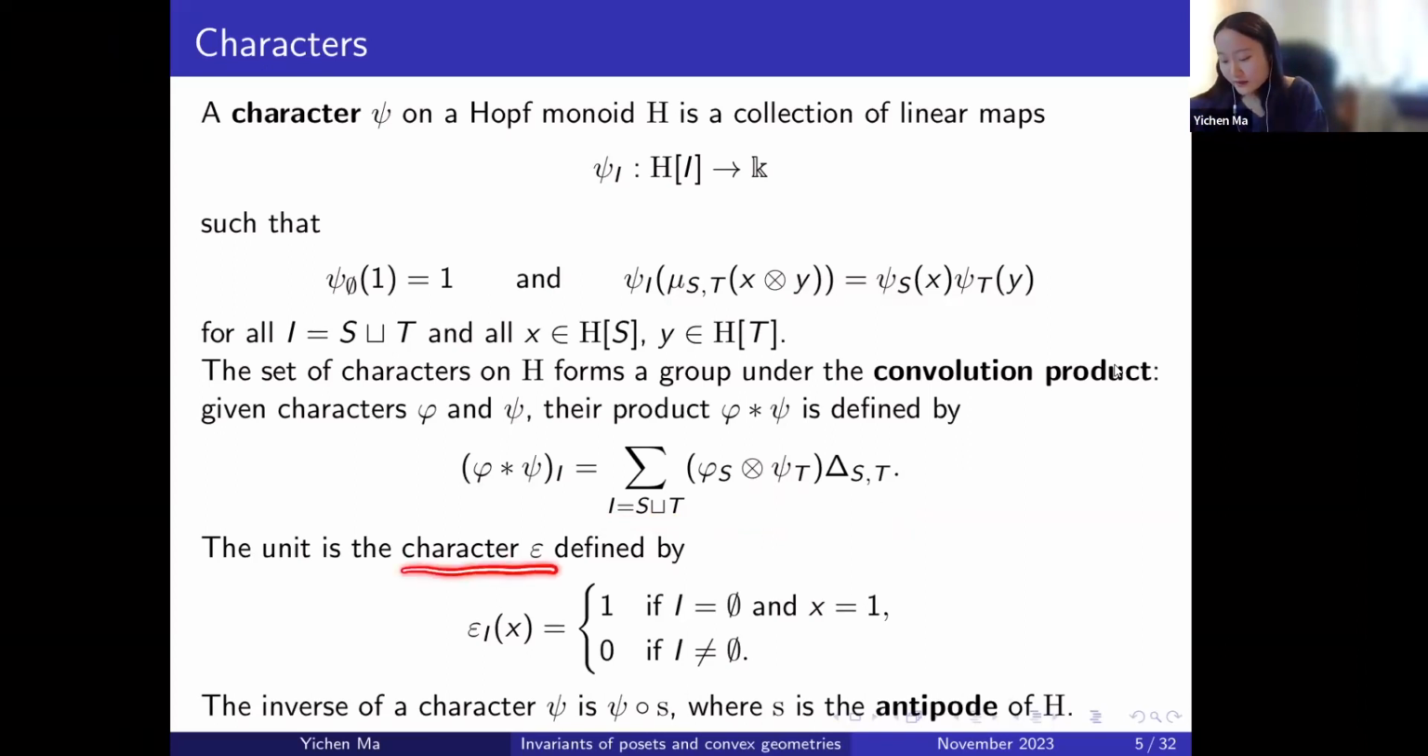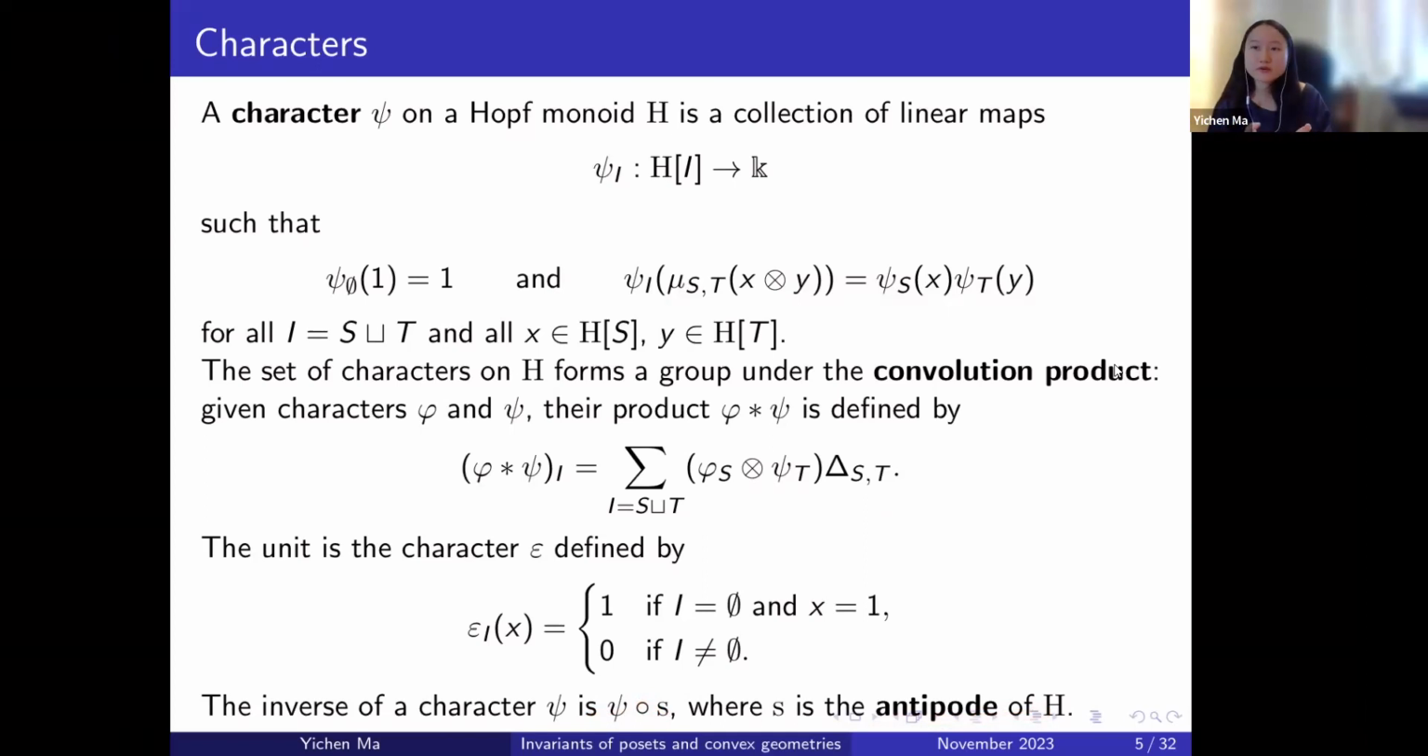is the character epsilon, defined by: if I is an empty set and x equals 1, then epsilon sends 1 to 1, and this is a zero map when I is a non-empty set. The inverse of a character C is C composed with S, where S is the antipode of H. The antipode is something specific to a Hopf monoid structure.